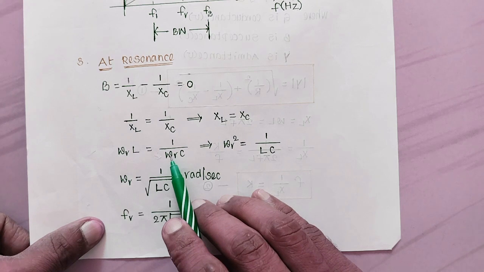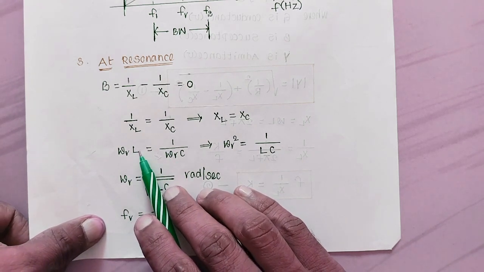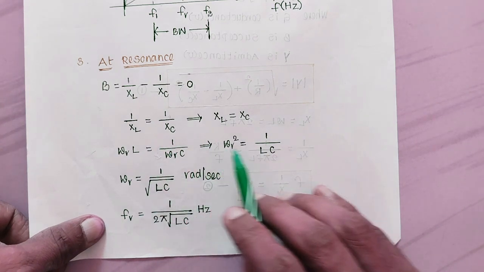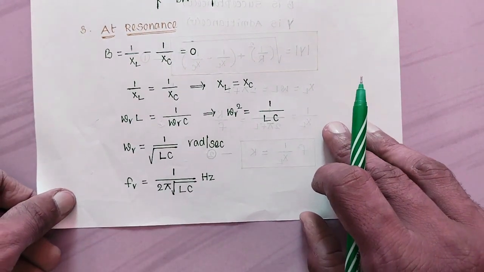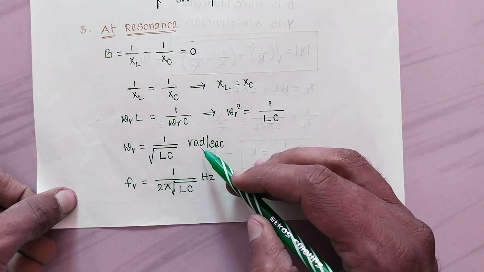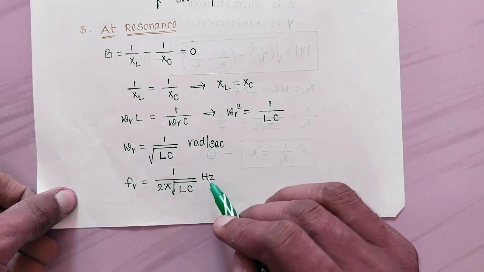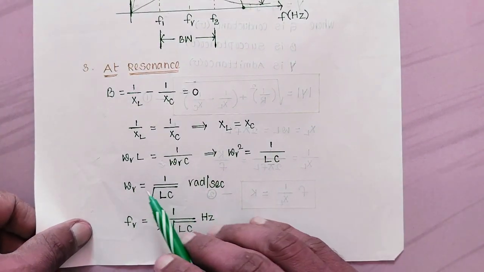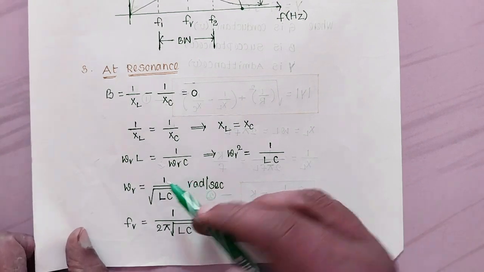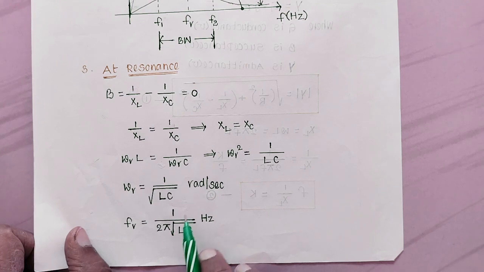So omega L equals 1 by omega C. At resonance, instead of omega I am taking omega R. Omega R L equals 1 by omega R C. So omega R square equals 1 by LC. So omega R equals 1 by root LC radians per second. In terms of hertz, FR equals 1 by 2 pi root LC hertz. So this is the condition for resonance. The resonance frequency, at which the circuit is in resonance, is 1 by root LC radians per second. In terms of hertz, it is 1 by 2 pi root LC hertz.